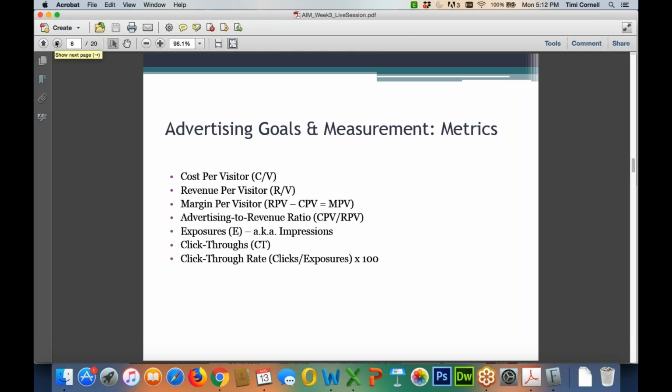All right, next we have click-throughs. And this is the number of people who have actually clicked on a hyperlink and arrived on your landing page. And then we have our click-through rate, where we would divide clicks by exposures and then multiply it by 100. And this is the percentage of exposures that clicked on the hyperlink and arrived on your landing page.